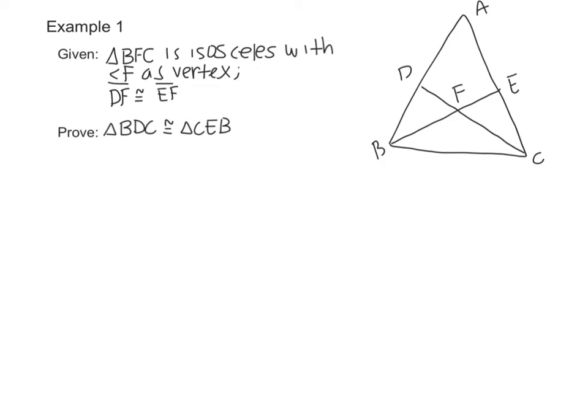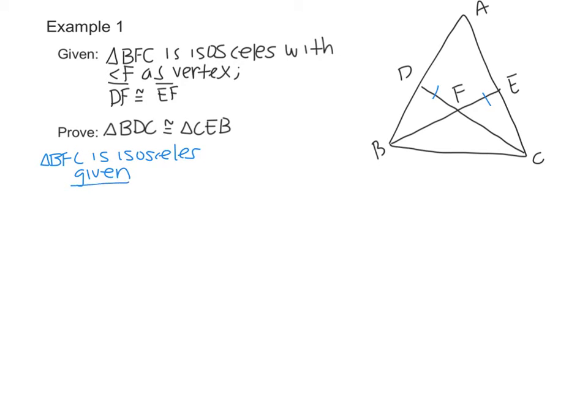Okay, so let's jump right in. With example 1, I know that triangle BFC is isosceles with angle F as the vertex, and that DF and EF are congruent. So let's go ahead and mark that. We know that. Okay, so let's go ahead and start with our flow proof. So triangle BFC is isosceles, and that was given.